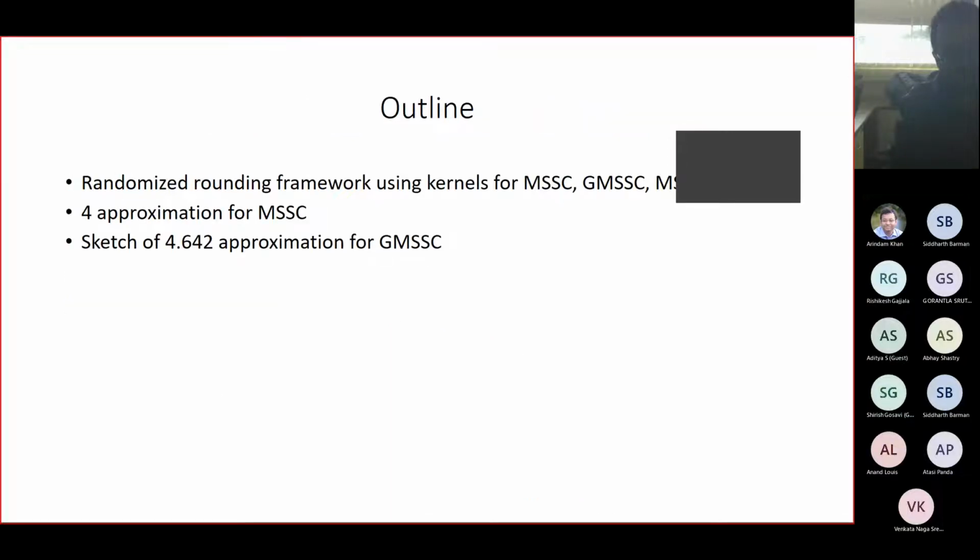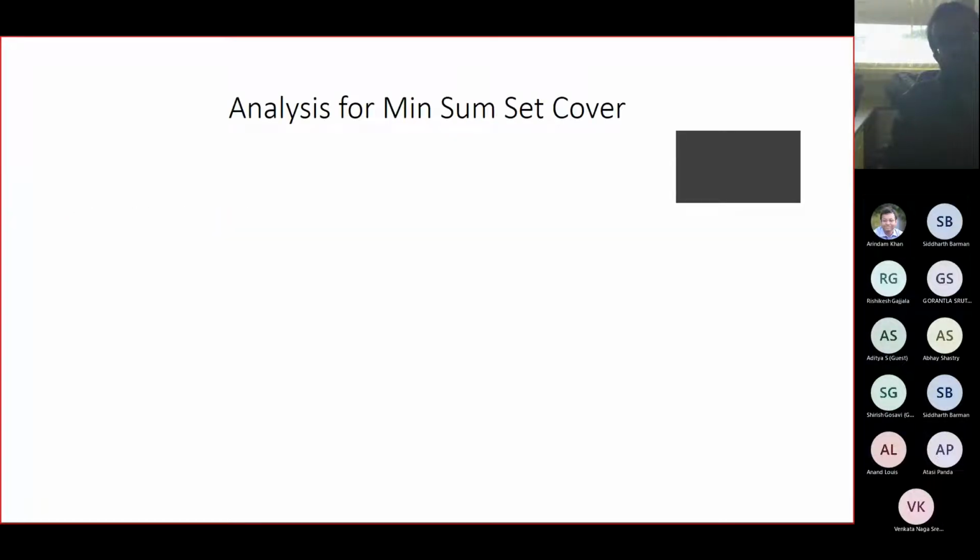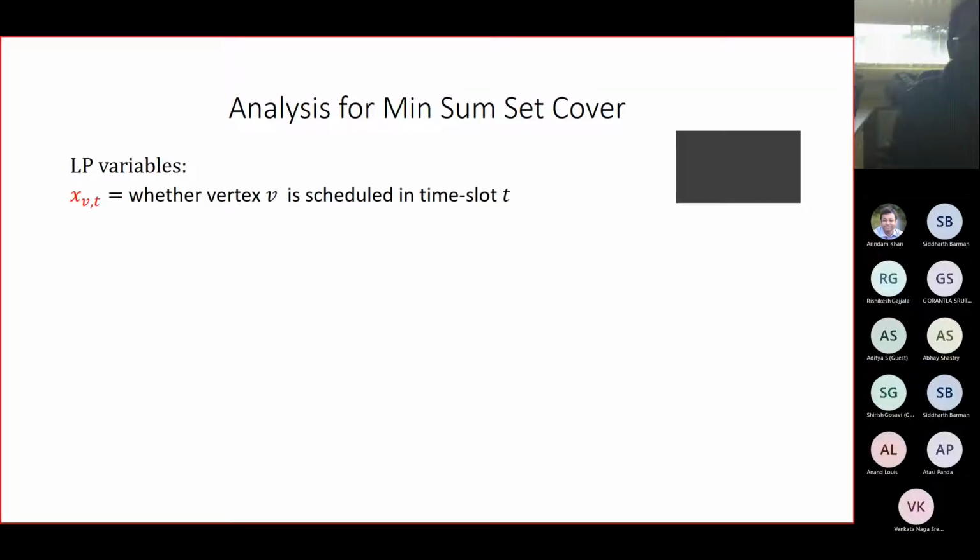Okay, so now we get a bit technical. How much time do we have? Yeah, still have time. So let's talk about this Fourier approximation for Minsum set cover. So right now we are in a very vanilla setting. All the cover requirements are exactly 1. And now let's see how we can analyze this for Minsum set cover.